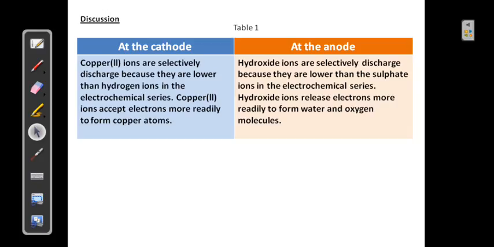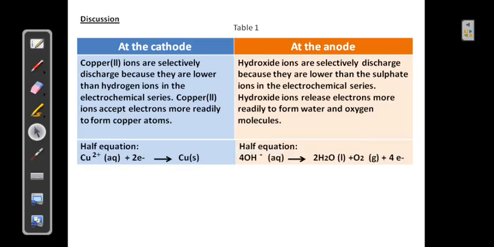So copper 2 ions accept electrons more readily to form copper atoms, whereas at the anode, hydroxide ions are selectively discharged because they are lower than the sulfate ions in the electrochemical series. So hydroxide ion releases electrons more readily to form water and oxygen molecule. So here obviously the lower the position of the ion, the easier they will be selectively discharged, and in this case they are discharged accordingly.